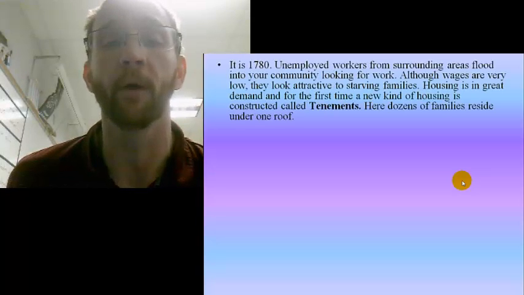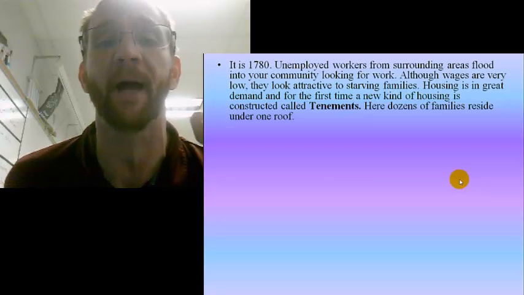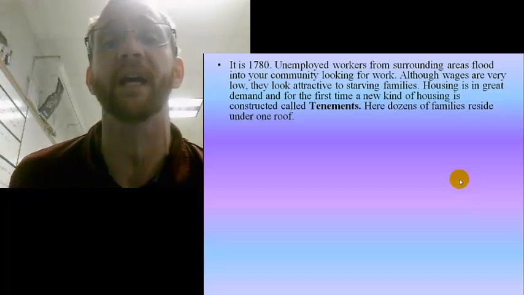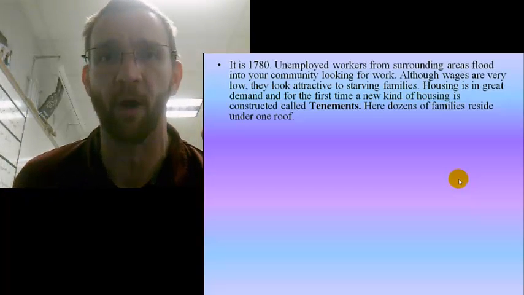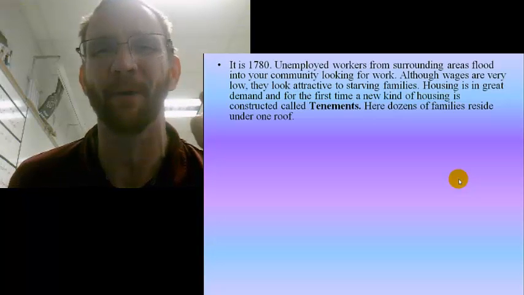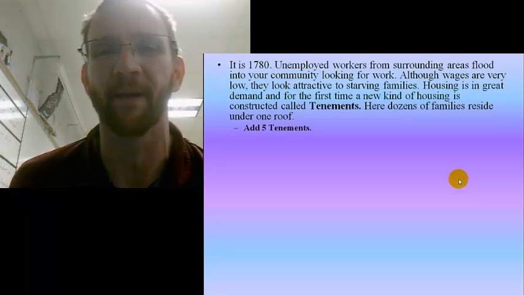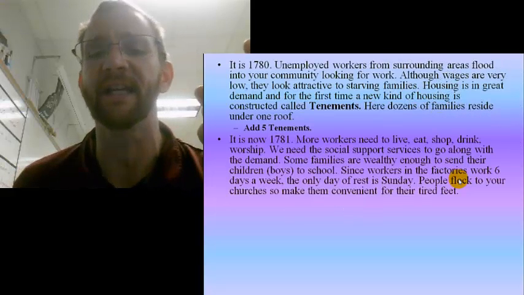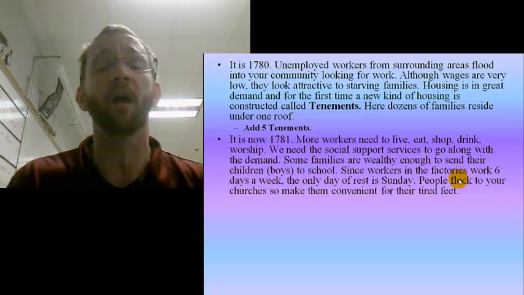People are poor. People are moving into your town in 1780. But all these families are getting paid not a whole lot. So they build for the first time something called tenements. Basically apartment buildings. They look like crap. They're small. The conditions are bad. But hey, at least it's a roof over your head. Add 5 of them.